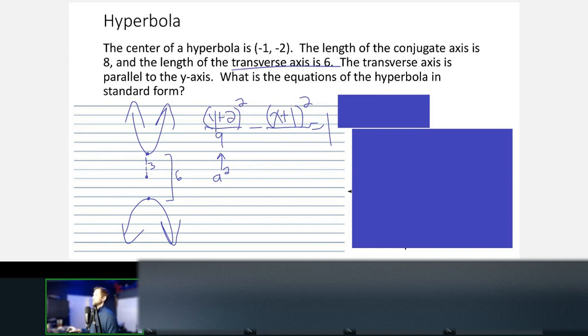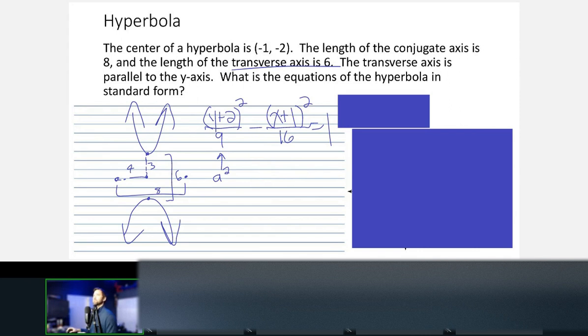And then it tells you your conjugate axis has a length of, what was it? A length of 8. So from here to, we'll say here, from there to there, this is a length of 8. So that means, what is our b value? Yeah, b is just half of 8, which is 4. So that means that b squared gives us 16.